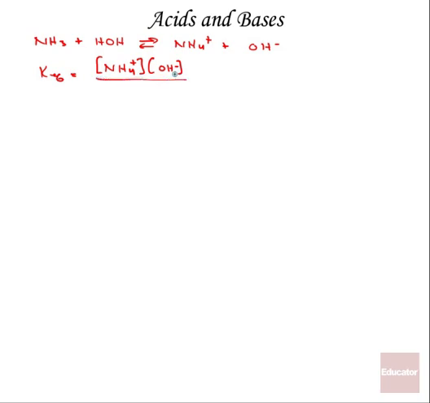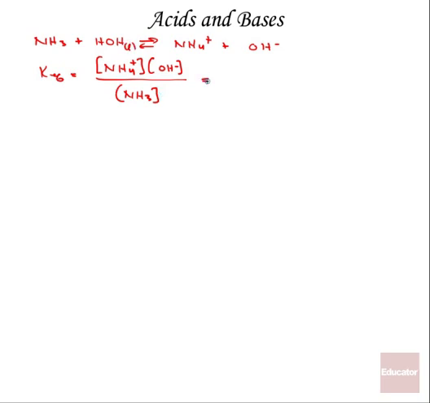Okay, we can write an equilibrium expression for this. Let me rewrite the expression. So we had ammonia plus water produces ammonium plus hydroxide. There is a way of writing an equilibrium expression for this. It is products, NH4 plus times OH minus divided by NH3. Water does not show up because water is a liquid.